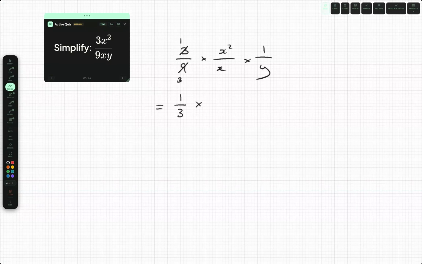3 over 9 is the same as 1 over 3 because with equivalent fractions, we've divided both the numerator and the denominator by the same exact value. So nothing has changed, it just looks different.